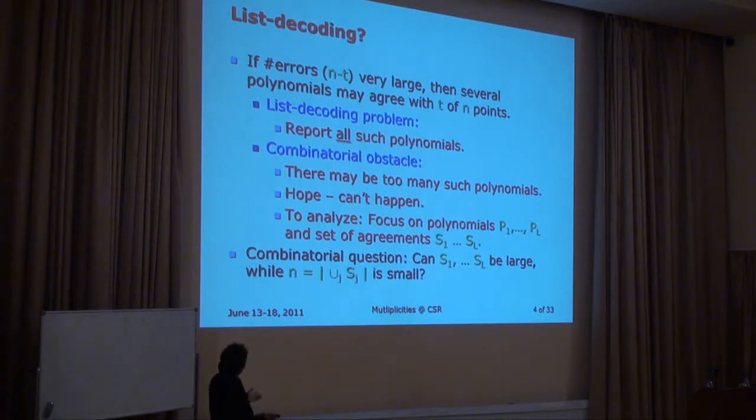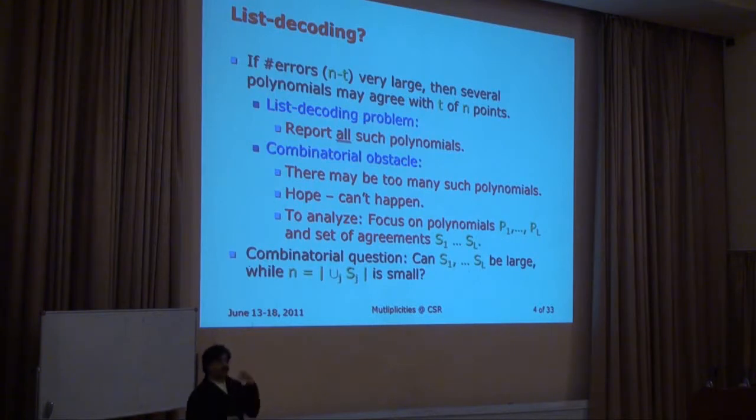So the related combinatorial question is, can there be many polynomials? This is not an algorithmic question at this stage. Merely, if I tell you that these are the parameters, n is such and such, k is such and such, d is such and such, and t is such and such, how many polynomials? And we would like to come up with some conditions on these numbers which says that the list size L is bounded. So this is the question we have.